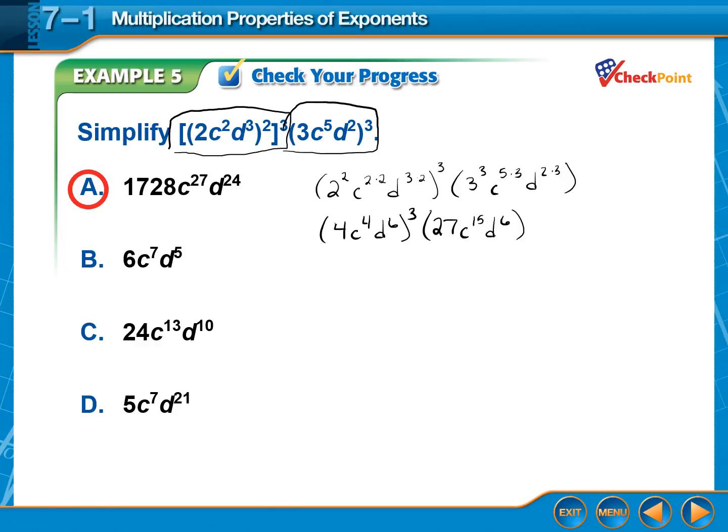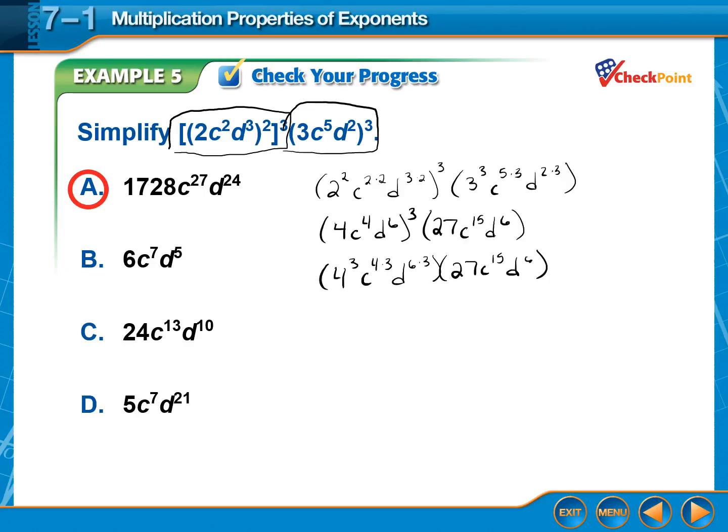So now we're going to take this product here, 4c to the 4th, d to the 6th, and raise it to the third power. So we're going to multiply each part of the product, raise it to the third power. So it goes 4 to the third power. c, we're going to multiply 4 times 3. And d, we're going to multiply 6 times 3. 27, c to the 15th, d to the 6th.